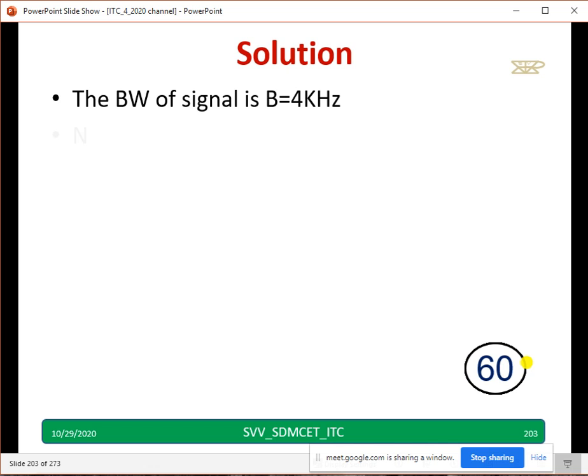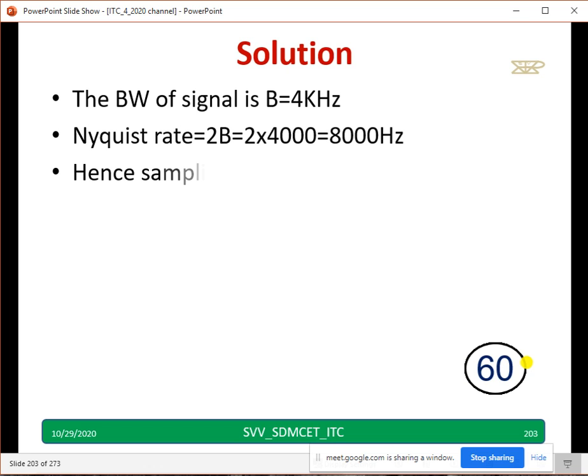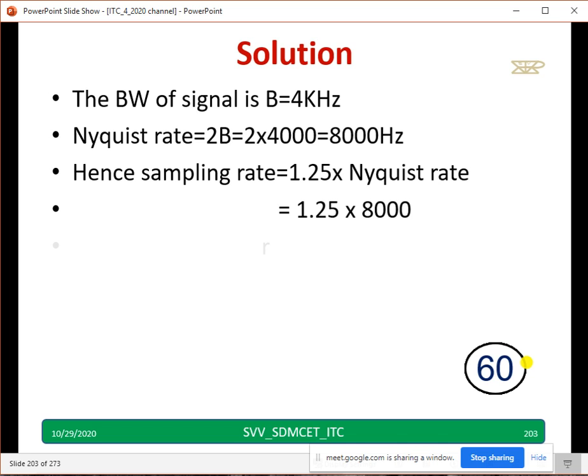Take the solution. The bandwidth of the signal is given as 4 kilohertz. The Nyquist rate, all of us know, is 2B. 2 into 4 kilohertz becomes 8 kilohertz. And the sampling rate is 1.25 times the Nyquist rate. 1.25 into 8000, you will get a sampling rate equal to some messages per second. I want you people to type your answer in the chat box. Hope all of you have a calculator.